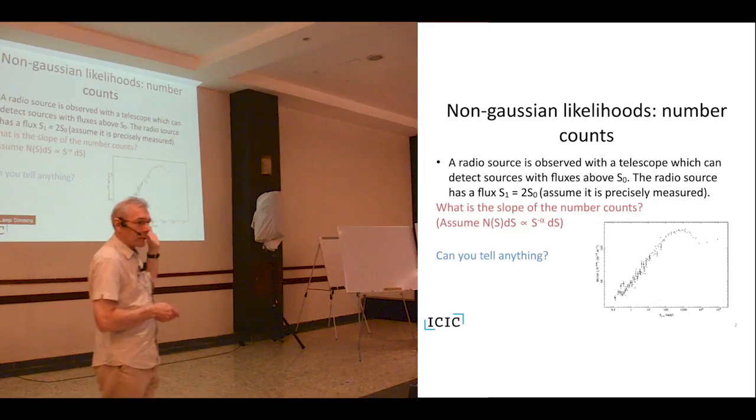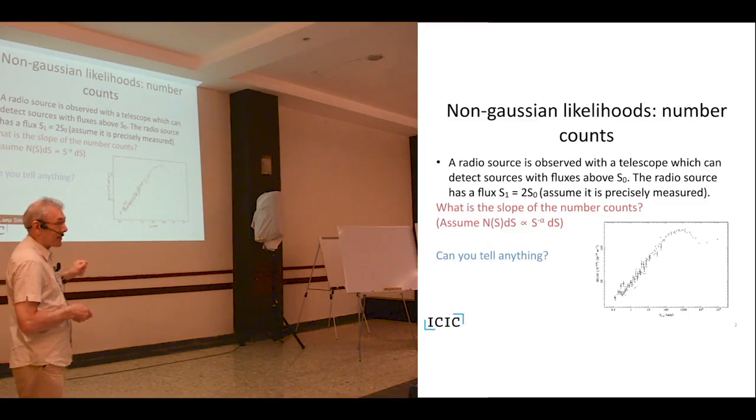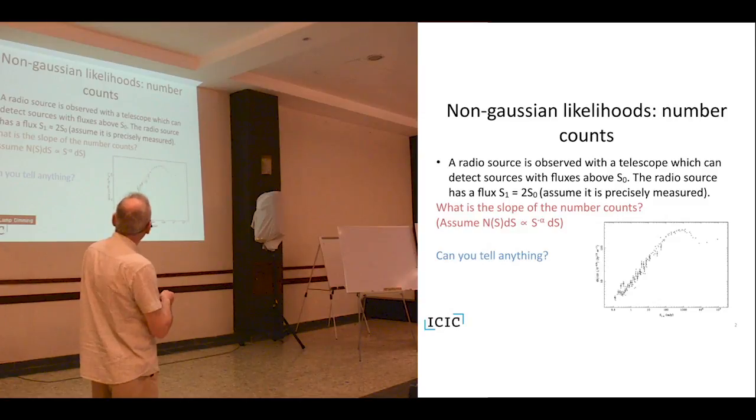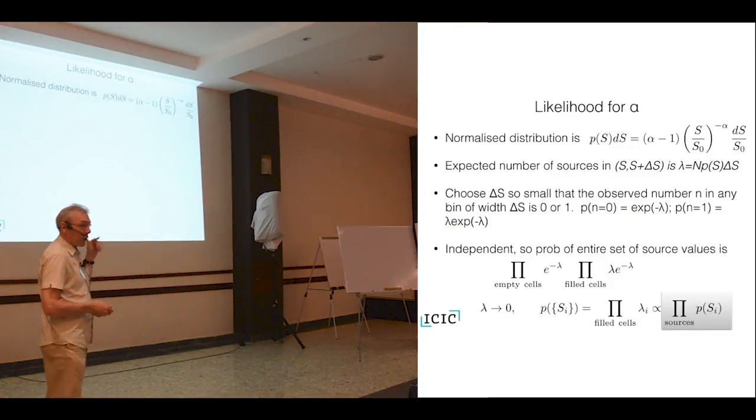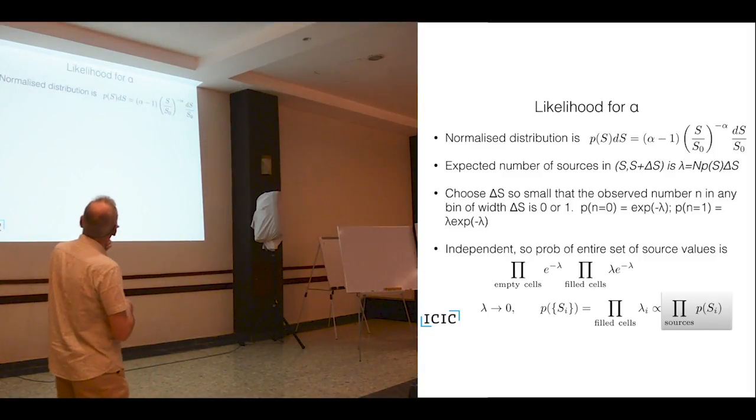This sort of argument was used many, many years ago to argue against the steady state theory and in favor of the Big Bang theory. In fact, it was quite complicated in those days. So can you tell anything? Well, let's go through this in a Bayesian way and see what we can learn.